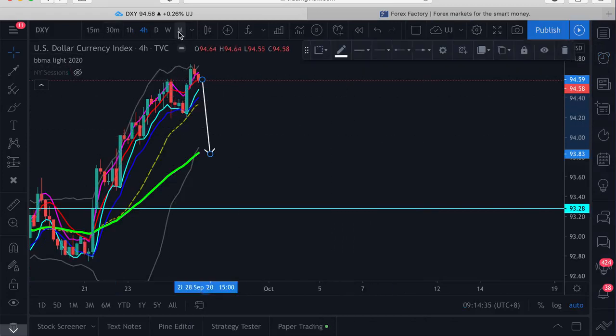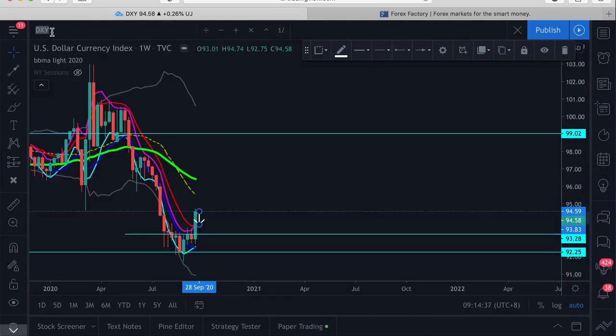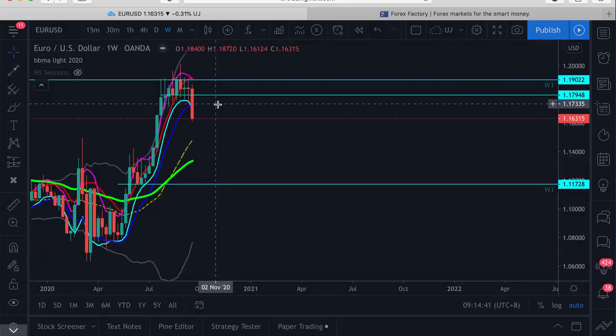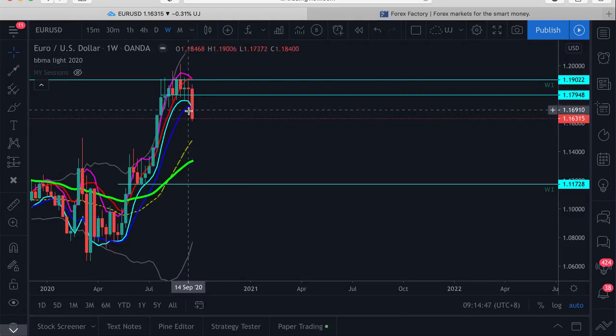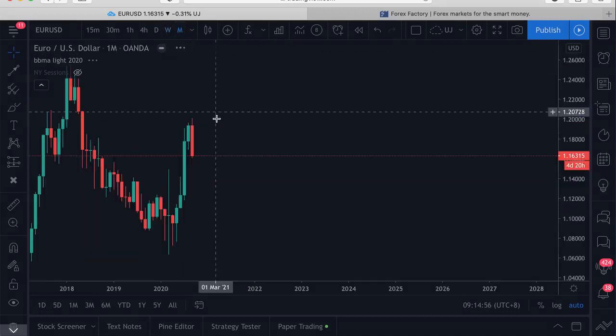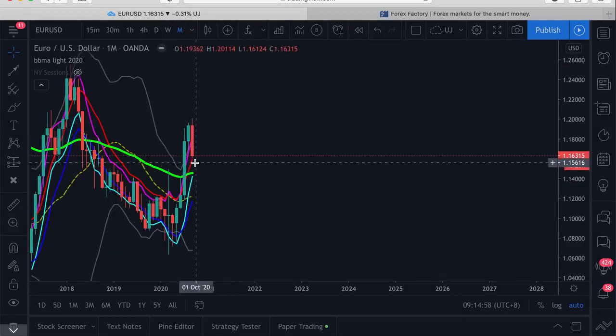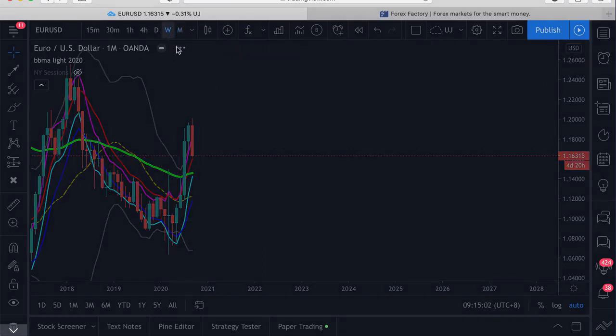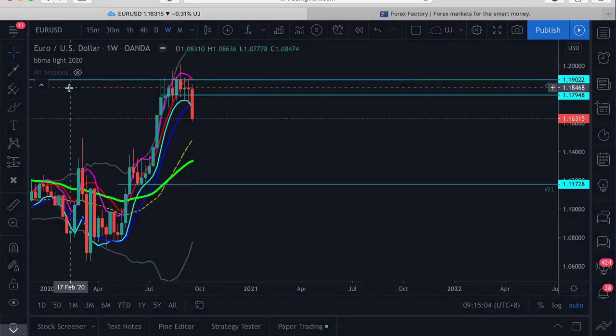Okay, next pair that we want to look at is EURUSD. For EURUSD on a weekly time frame, we can see price is currently below the MA 5/10 high and low. So using our BBMA setup SOP, this will be a buy setup. And also we can look at a higher time frame. Price is making a retracement before making a continuation upward. So we want to wait for a buy setup.